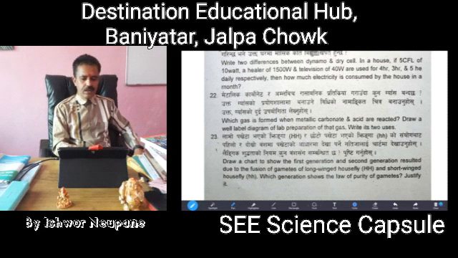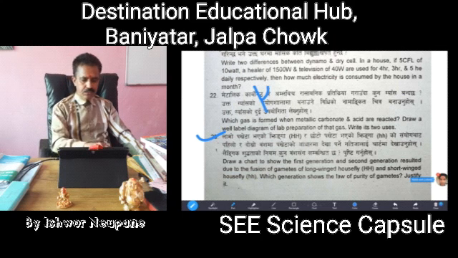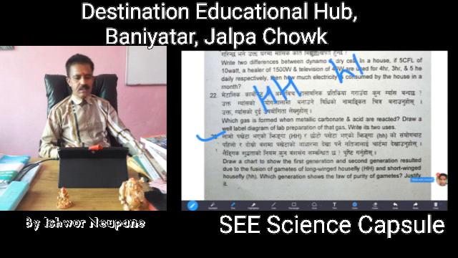Dear students, now we are discussing question number 23. What does question number 23 say? Draw a chart to show the first generation and second generation resulted due to the fusion of gametes of long winged housefly and short winged housefly. Which generation shows the law of purity of gametes? Justify it.